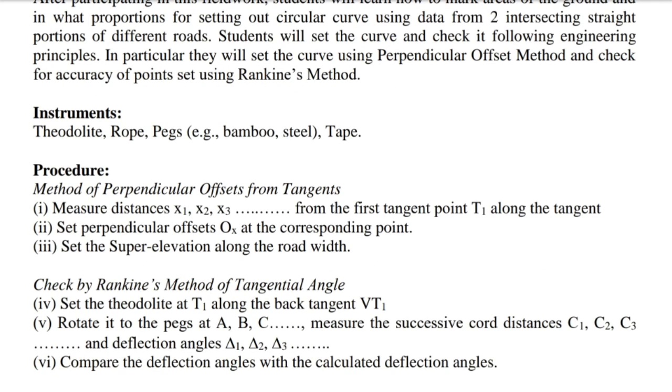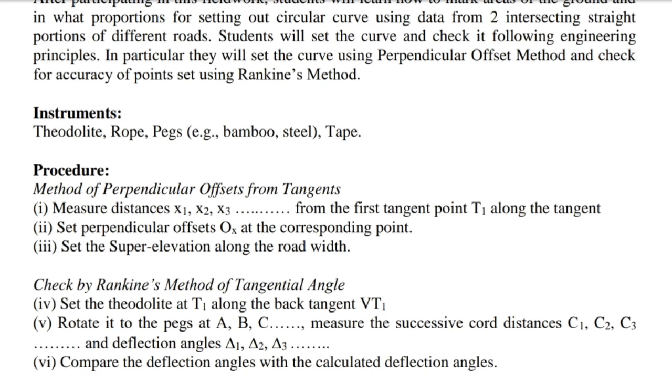Procedure: methods of perpendicular offsets from tangents. 1. Measure distances x1, x2, x3 from the first tangent point T1 along the tangent. 2. Set perpendicular offsets OX at the corresponding point. 3. Set the super elevation along the road width. Check by Rankine's method of tangential angle.